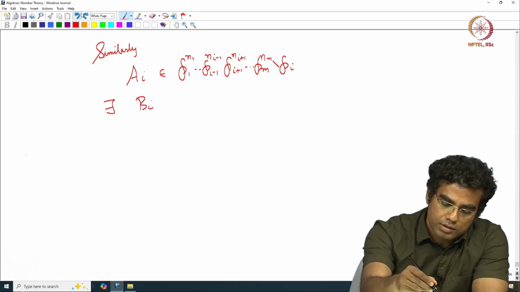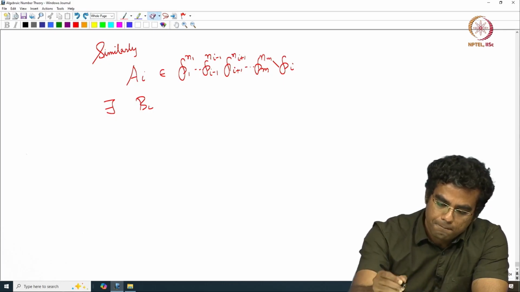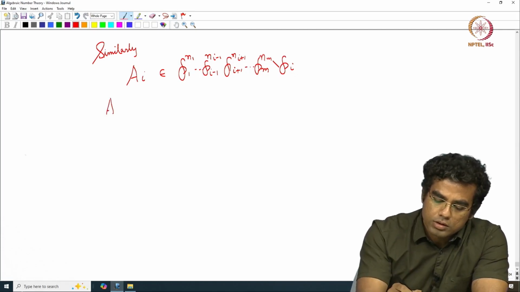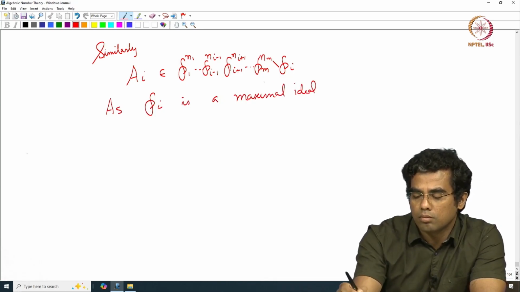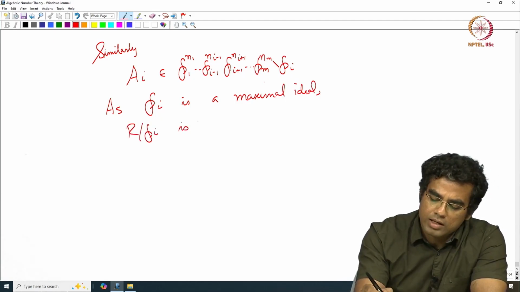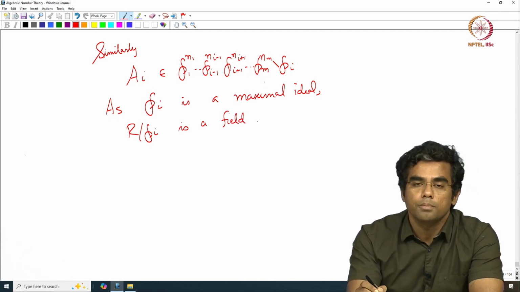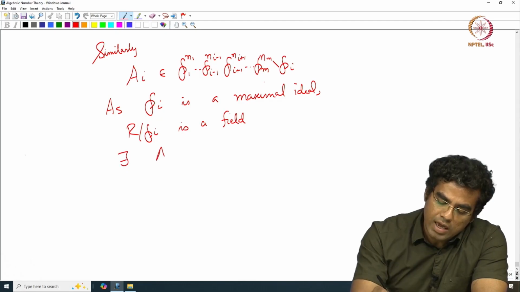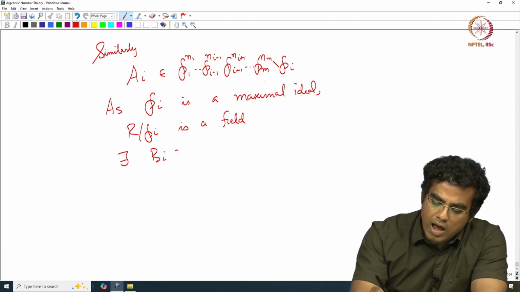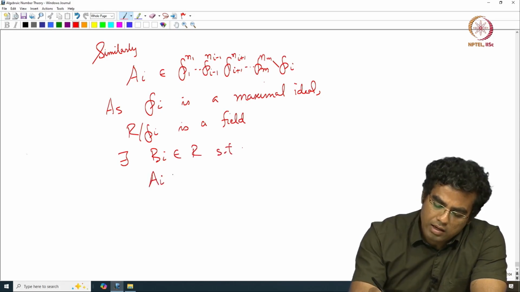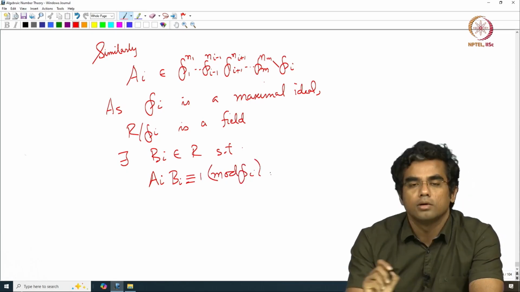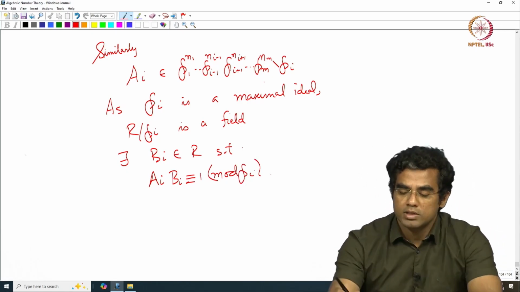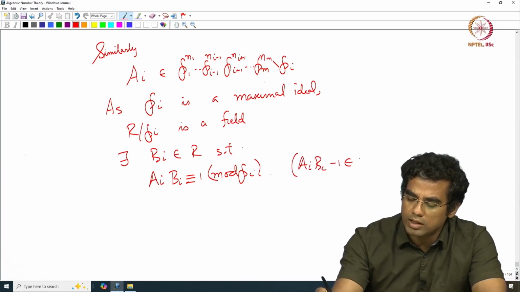So, I should say the following first. As Pi is a maximal ideal, R mod Pi is a field. So, for each i there exists Bi in R such that Ai Bi is congruent to 1 modulo Pi. I am deliberately writing this simply; it means that Ai Bi minus 1 is in Pi.